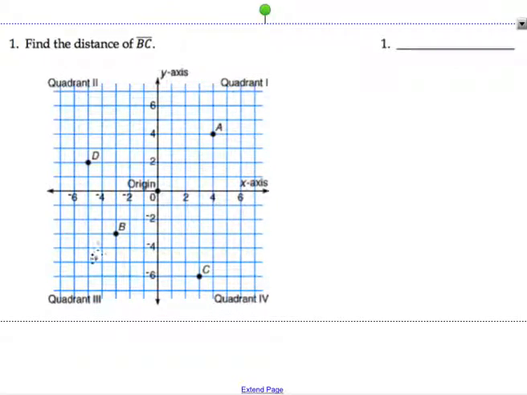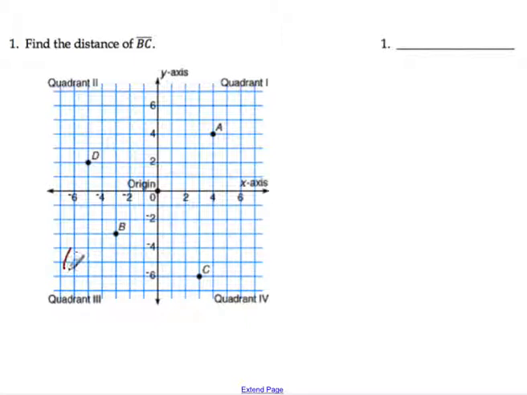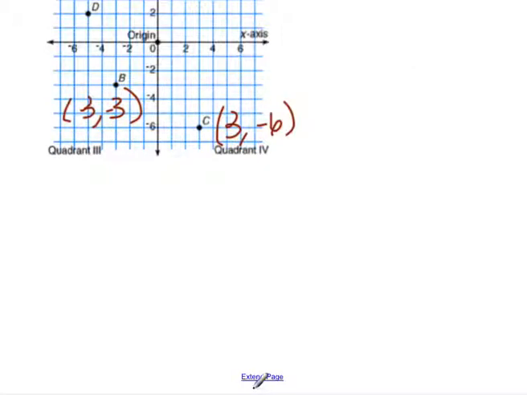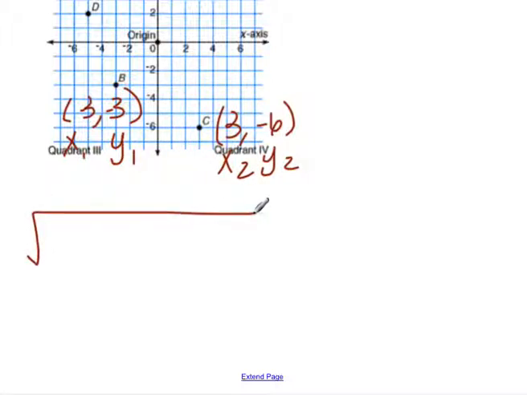So B is located at the point -3, -3. C is located at the point 3, -6. Remember that points go how many you go over and then how many you go down. So I'm going to label this one x1, this one y1, and then x2, and then y2. So what I'm going to do right now is calculate the distance between 2 points. So I'm going to do x2 minus x1.